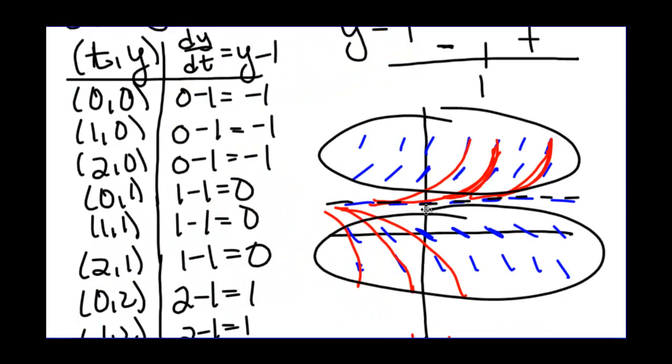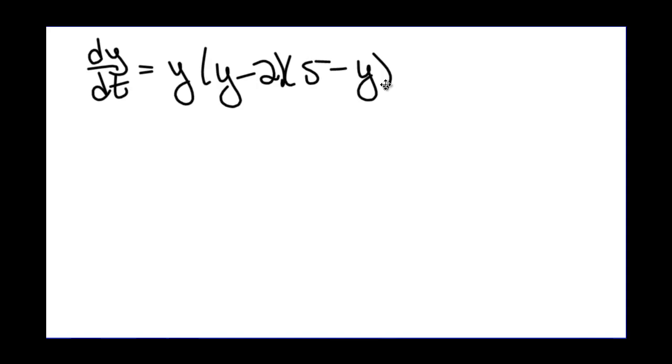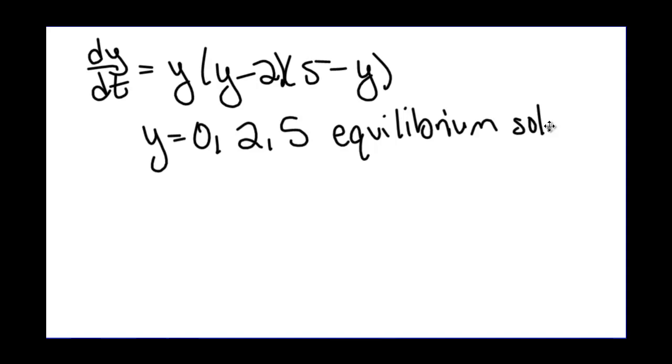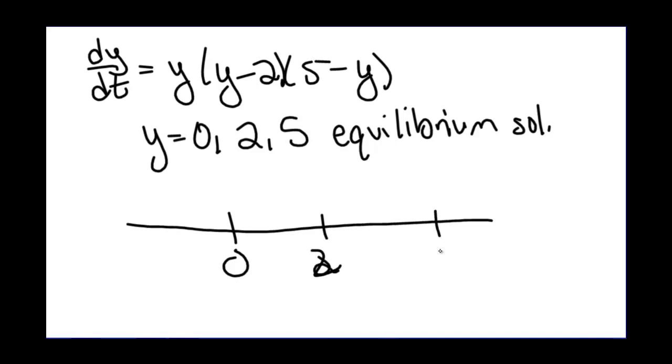So when dealing with autonomous differential equations, the first step is to determine for what y values our derivative is going to be 0. So in this case, y equals 0, 2, and 5 will give us a slope of 0. And these are said to be equilibrium solutions. And then we use our sign chart to determine in which sections we have positive slope and negative slope.